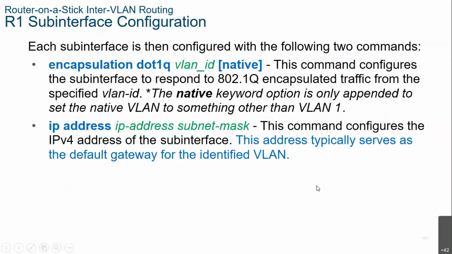Each sub-interface is then configured with the following two commands. Encapsulation dot1q, we are telling it that this sub-interface will be handling some tagging of VLAN. Dot1q, that is the IEEE 802.1Q. And then the VLAN ID and the native. The native keyword is optional, and is appended to set the native VLAN to something other than VLAN 1. Okay? And then the IP address and the subnet mask, the subnet address of that particular VLAN, to that particular sub-interface.